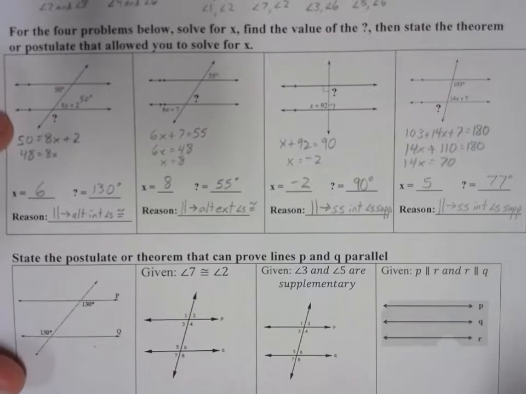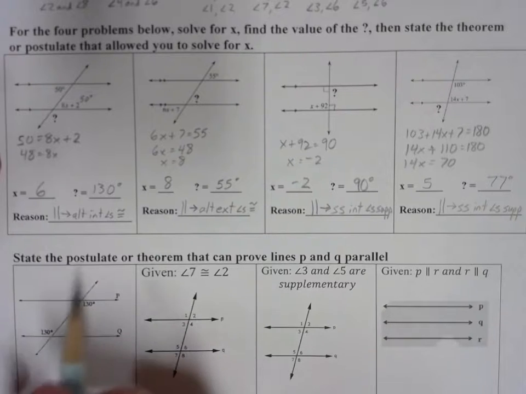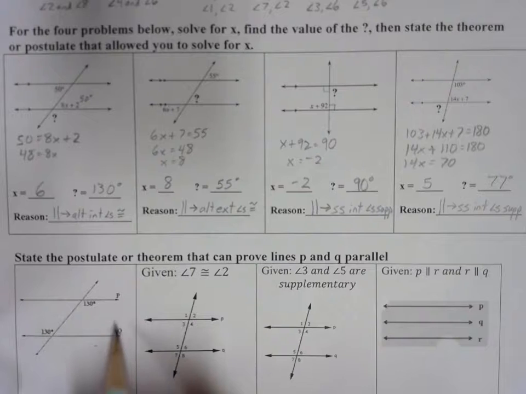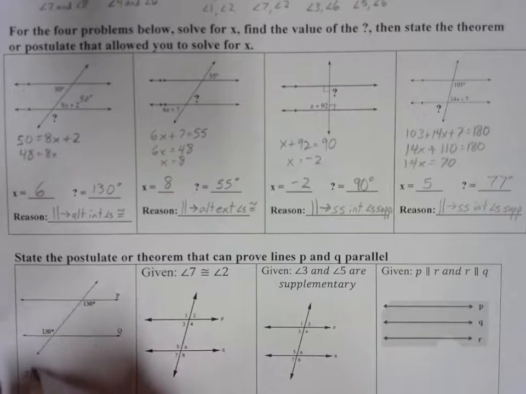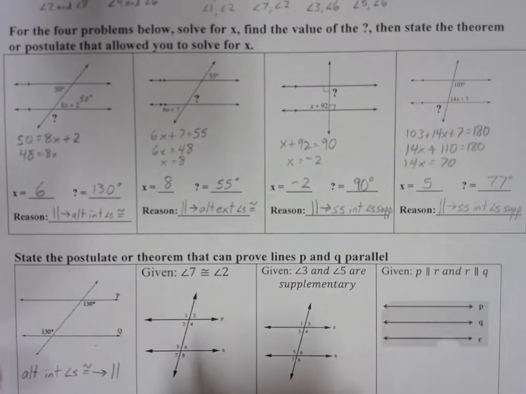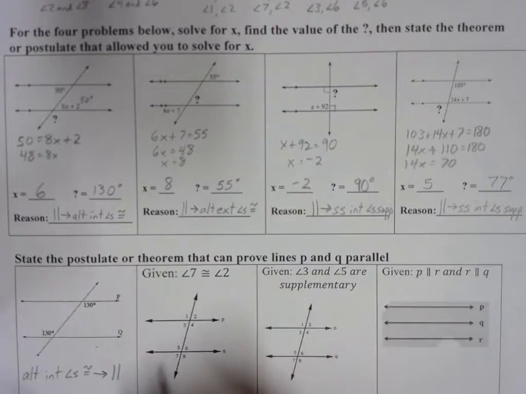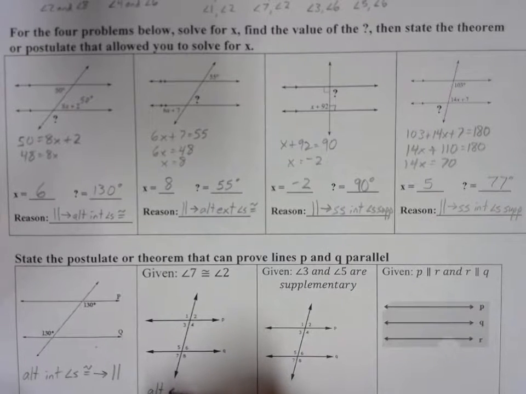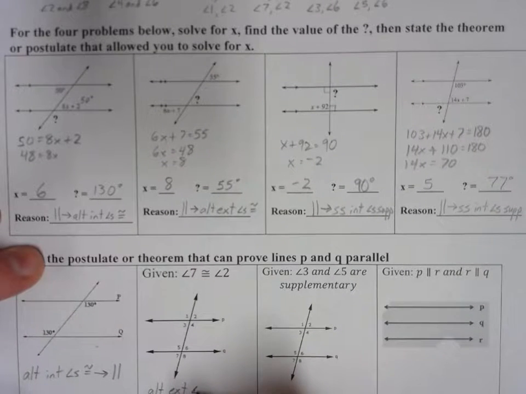Moving down to the bottom row of the page, state the postulate or theorem that can prove lines P and Q are parallel. So P and Q are parallel because the alternate interior angles are congruent, means that the lines are parallel. If angle 7 is congruent to angle 2, that means those two are alternate exterior angles that are congruent, and that means that lines are parallel.